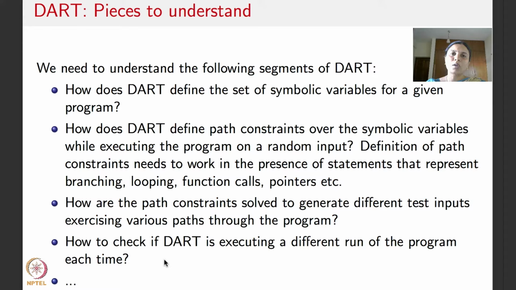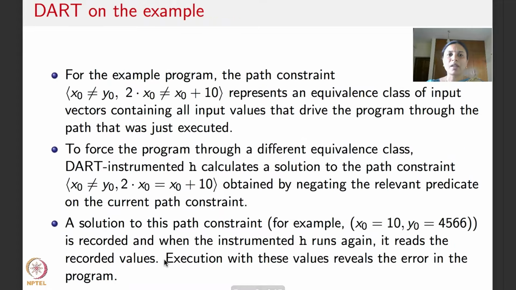As I told you, our goal is to understand Dart in detail. So what are the pieces that we are going to understand? These are the questions that we'll try to answer in this lecture and partly in the next lecture. We'll understand how Dart defines symbolic variables for a given program. For this example, we'll understand how Dart came up with x naught, y naught, how did it do it?